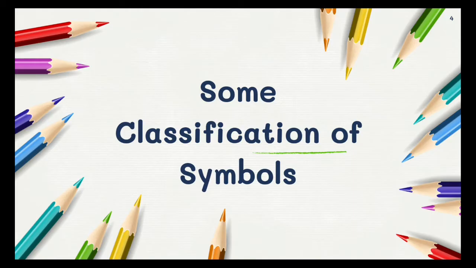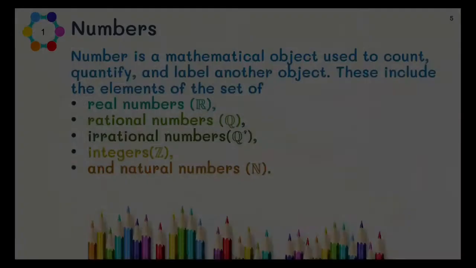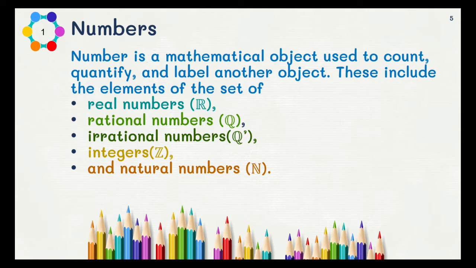So here are some classifications of symbols. First, we have numbers. These are mathematical objects used to count, quantify, or label. We have these sets of numbers. First, we have real numbers denoted by R. We have rational numbers denoted by Q. We have irrational numbers denoted by Q prime, which is just the complement of rational numbers. Then we also have integers denoted by Z. And lastly, natural numbers denoted by N.